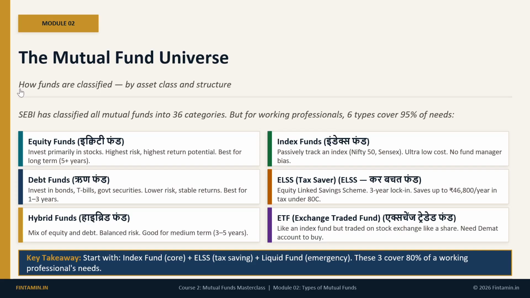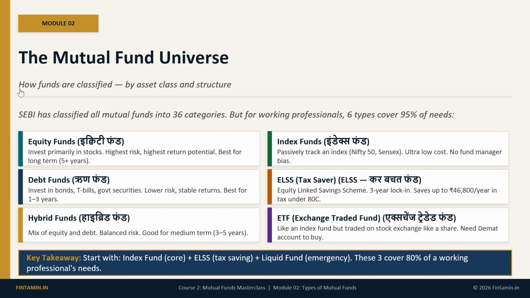Type 5 is ELSS, Equity Linked Savings Scheme. This is the only mutual fund that gives you a tax deduction under Section 80C of the Income Tax Act. 3 years lock-in. Equity returns plus tax benefit. Each salaried professional should have this.